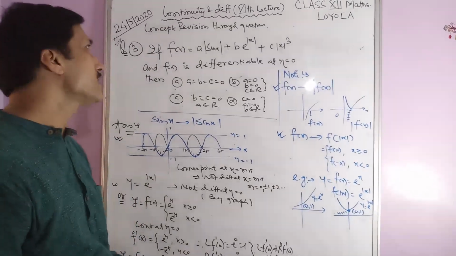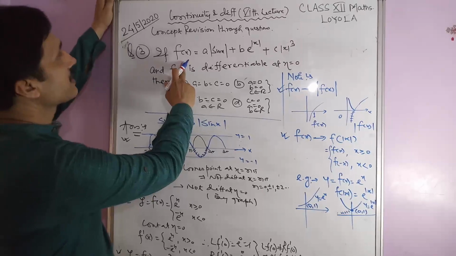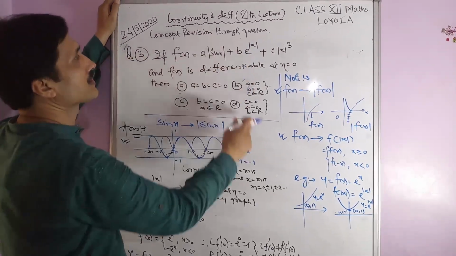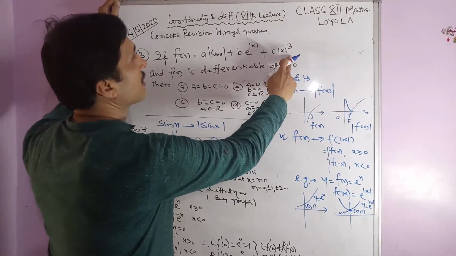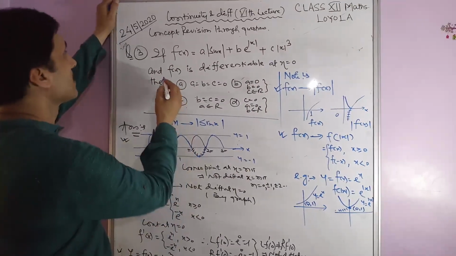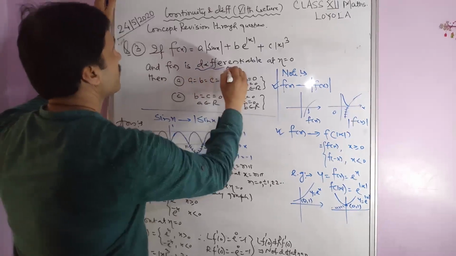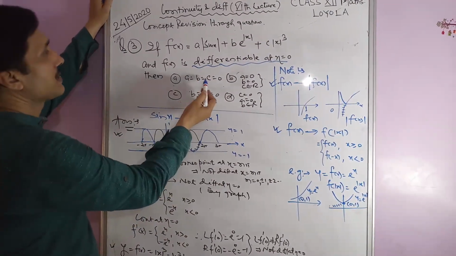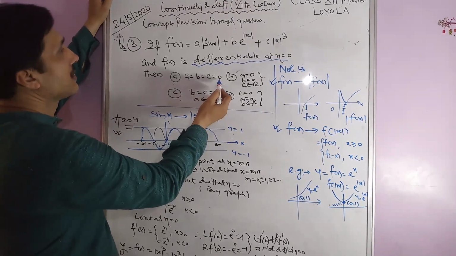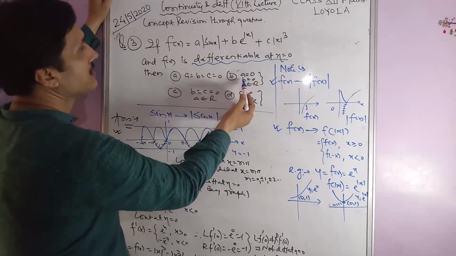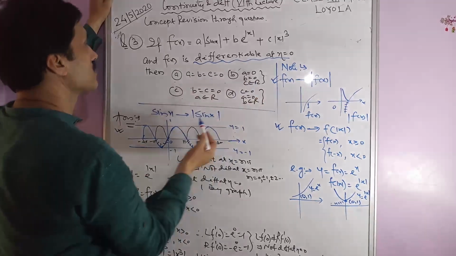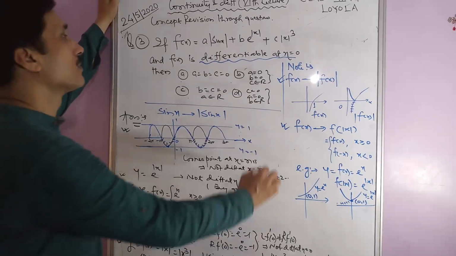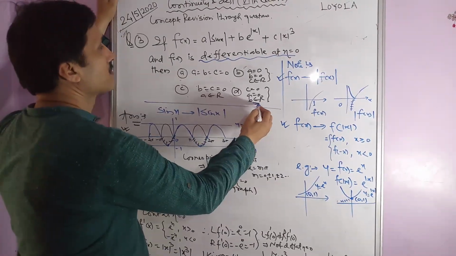The third question is: if f(x) = a|sin x| + b e^|x| + c|x|³, and f is differentiable at x equal to 0, then a, b, c are: all three equal; a equal 0, b equal 0 and c belongs to R; b, c both 0 and a belongs to R; and fourth is c equal 0, a equal 0 and b belongs to R.